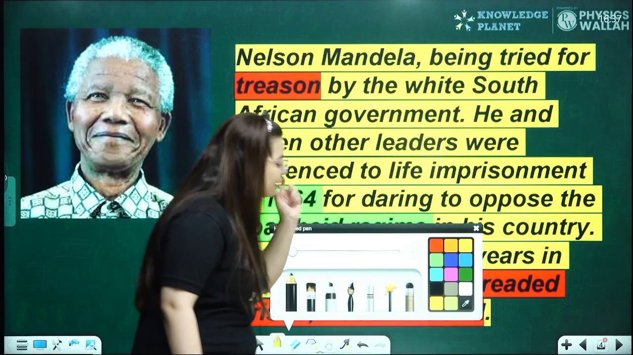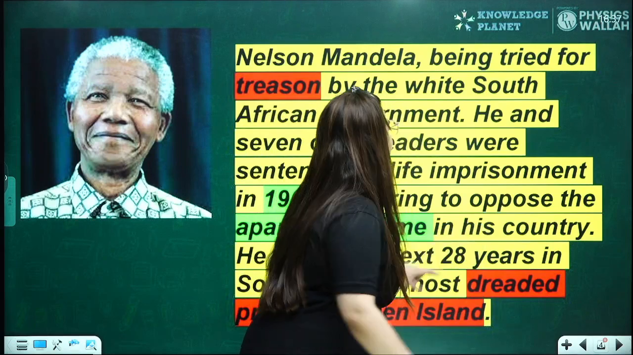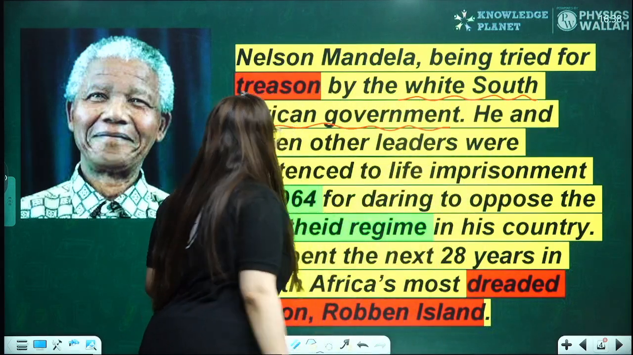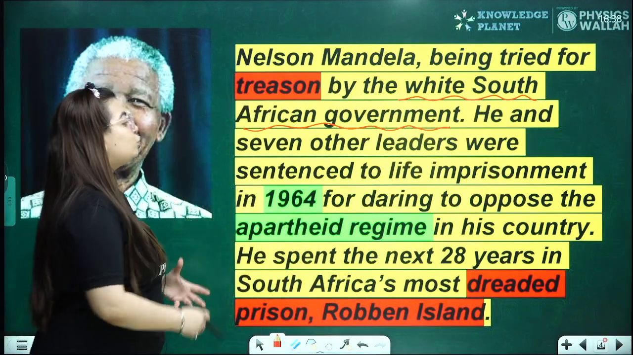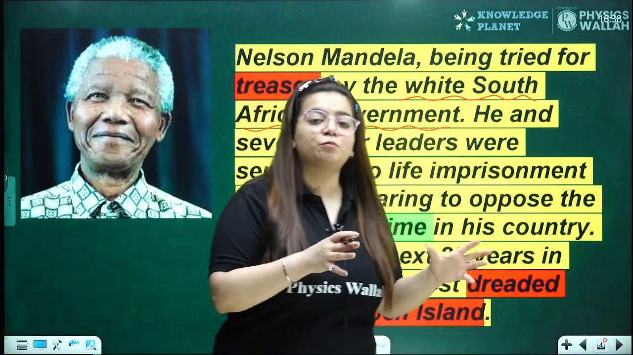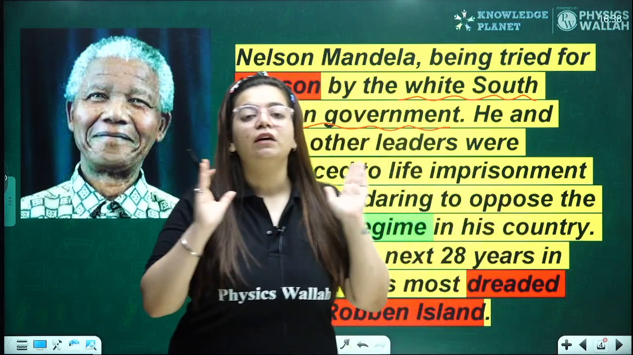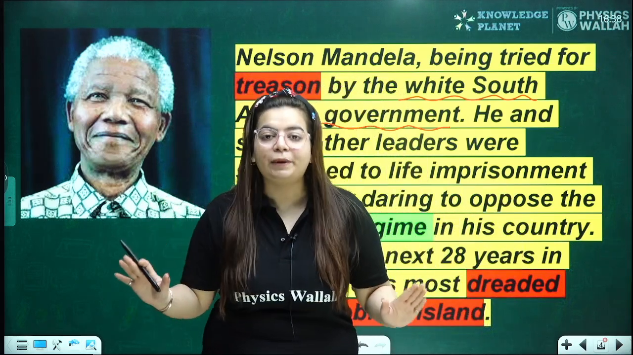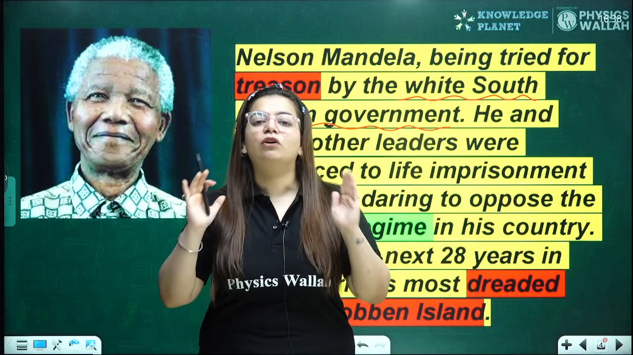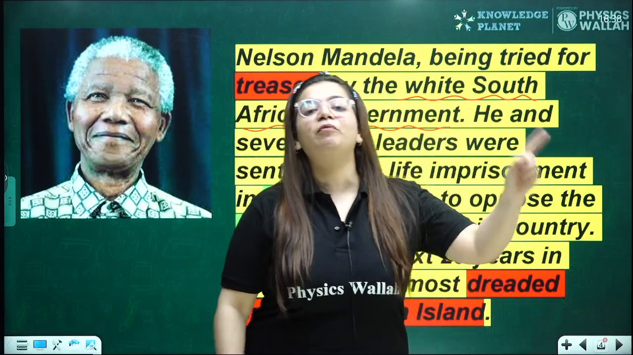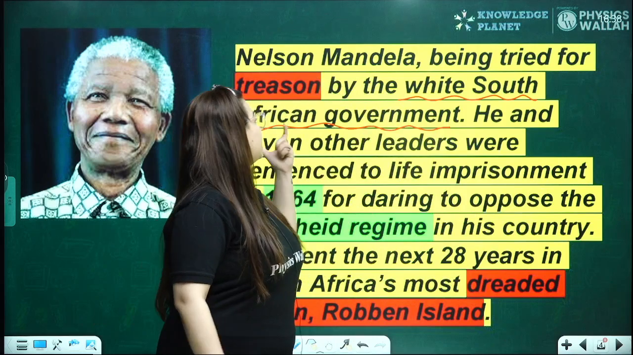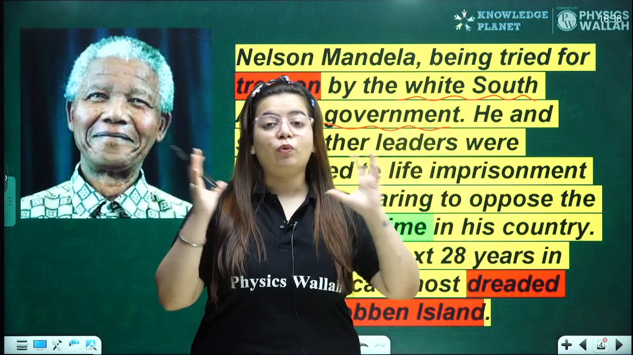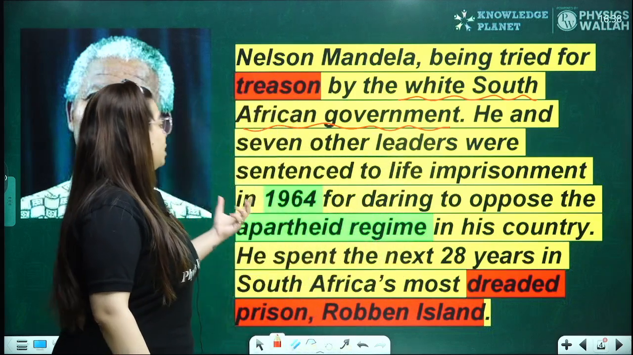Now who was the government here? The government was, when we talk about the white South African government, he and 7 other leaders were sentenced to life imprisonment. Now these people, along with Nelson Mandela, were tried for treason because they were not accepting the government, they were not going by their laws, and this government was made by the white South African government. Now what is white and what is black, we are going to understand.